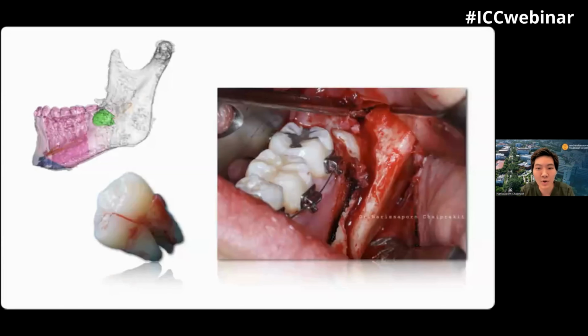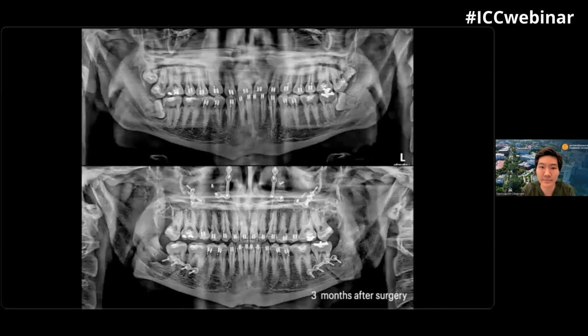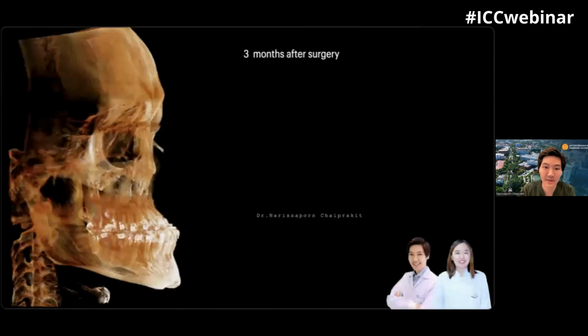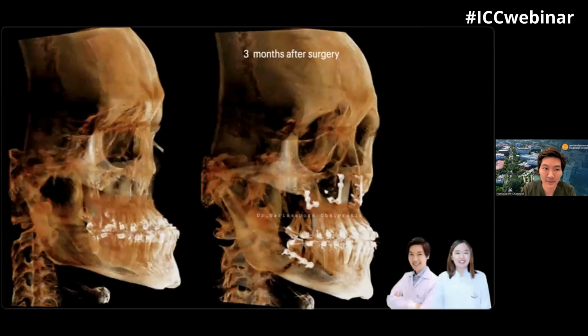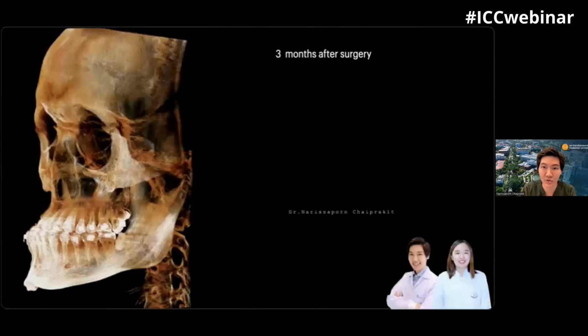The third molar was removed after NM-LowZ splitting. The tooth was sectioned to prevent lingual cortex fracture. The proximal and distal segments can be approximated to follow the planning. And this is 3 months after surgery.